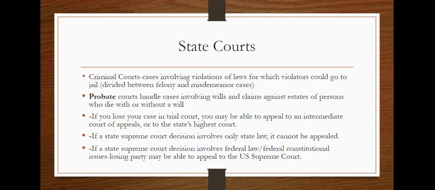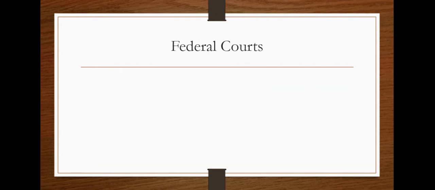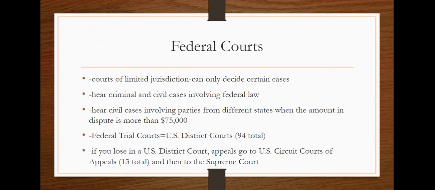Now, what about these federal courts? Again, we're under the umbrella of trial courts. Federal courts are courts of limited jurisdiction. They can only decide certain cases. They will hear both criminal and civil cases, but they hear criminal and civil cases involving federal law. If it is a civil case, it has to involve people from different states, and the amount in dispute is more than $75,000. Okay, so if it's less than $75,000, it probably will not be heard in a federal court.